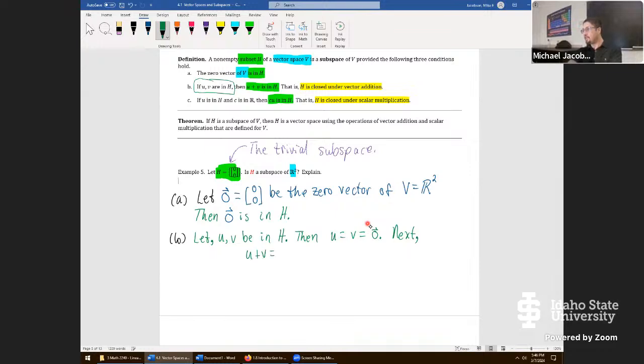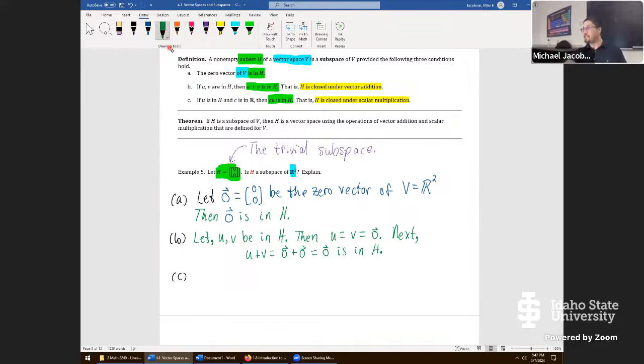u plus v, that's just going to be the zero vector plus the zero vector. We happen to know adding the zero vector to itself returns the zero vector. What do we have to say? That it is in H. Really fast check. Yep, it's still there. That's still just the zero vector. So we'll say is in H. So that finishes off part B. And that was so fun. We'll just redo it. Same kind of argument, part C.